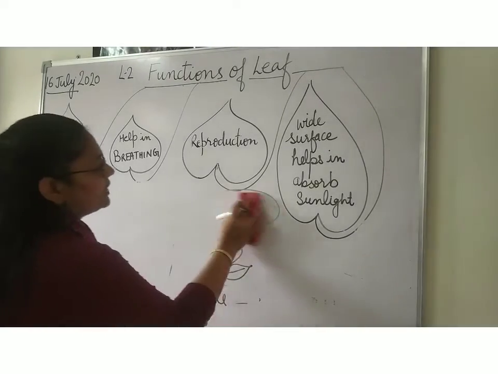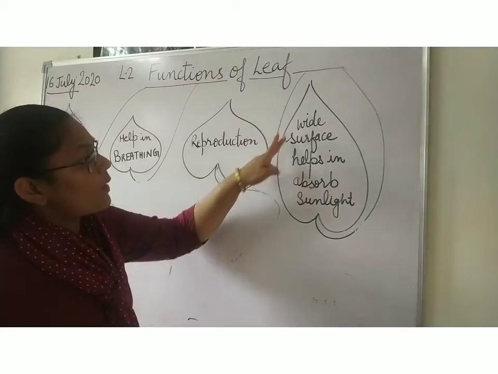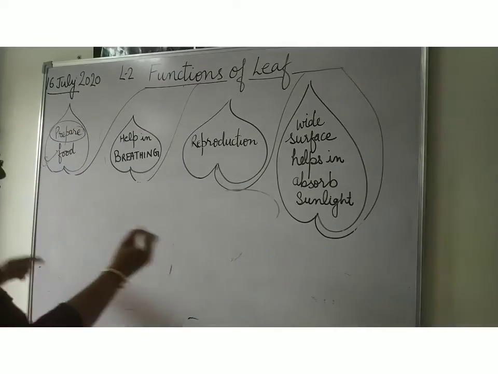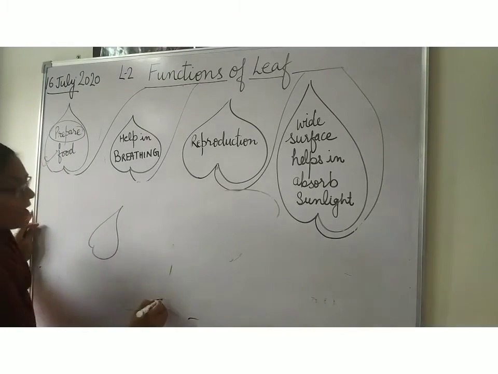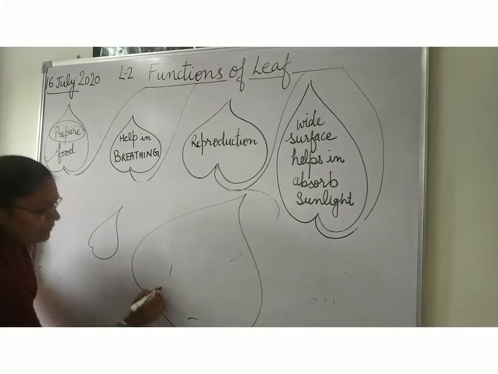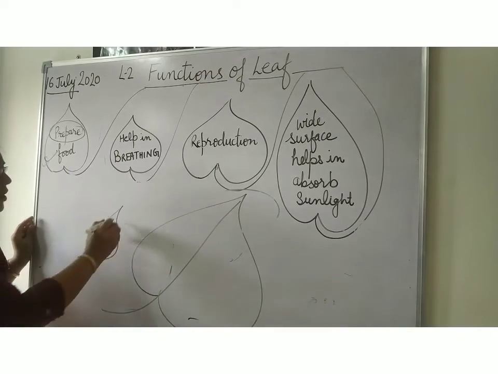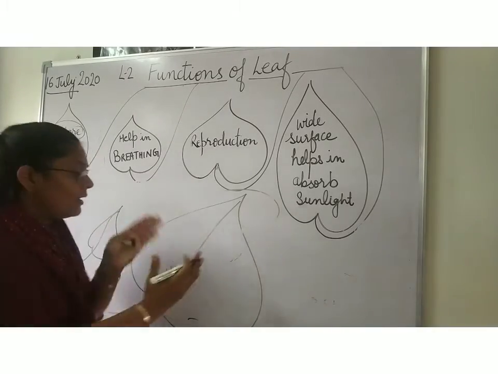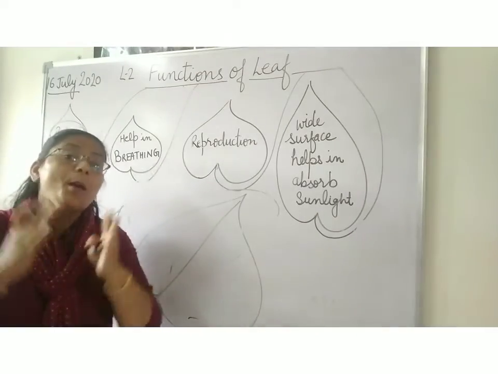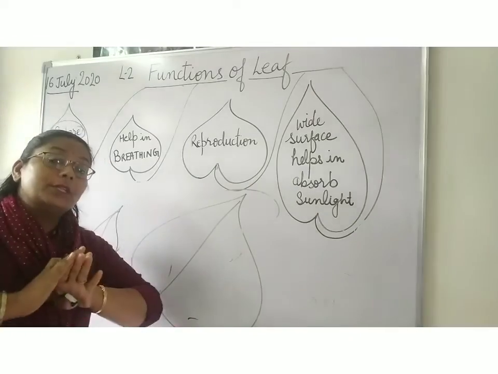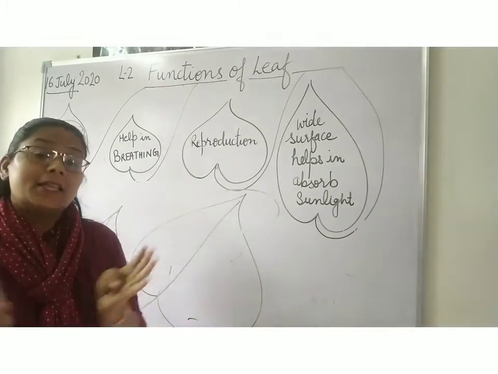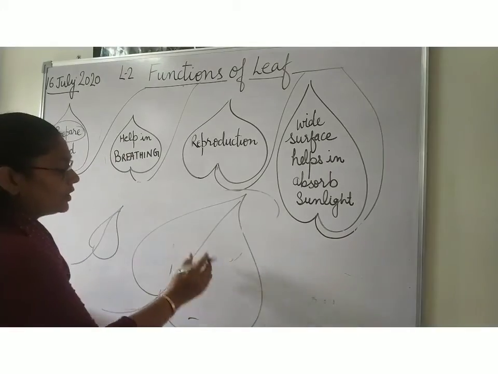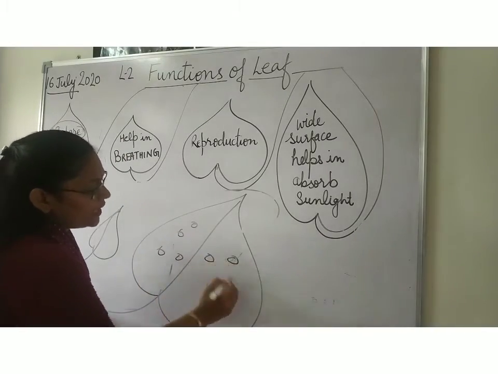The next function of the leaf is that it provides a wide surface which helps in absorption of sunlight. You can see this is a small leaf and this is a big leaf. Okay? In terms of surface area, ये छोटी लीफ है तो इसका surface area कम होगा, ये बड़ी लीफ है तो इसका surface area बड़ा हो जाएगा. So the bigger the leaf is, the bigger the surface it has, and the more stomata it has. So the number of stomata will be more on it.